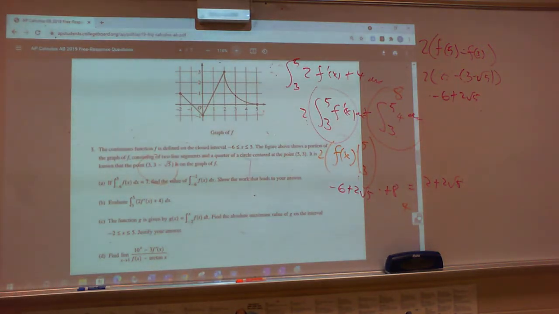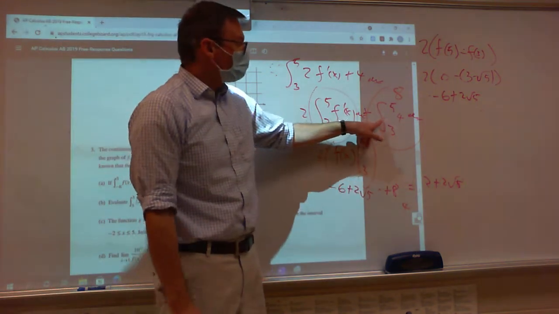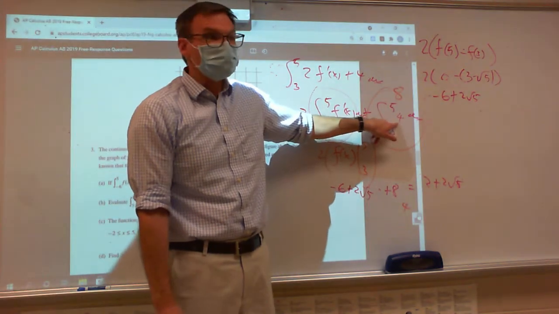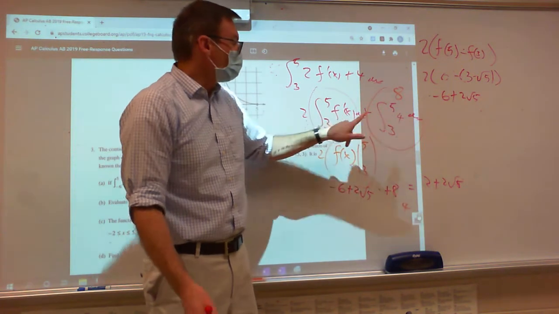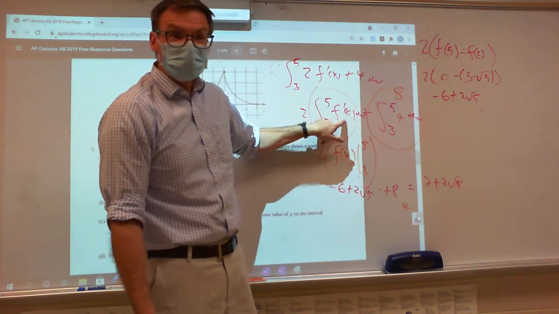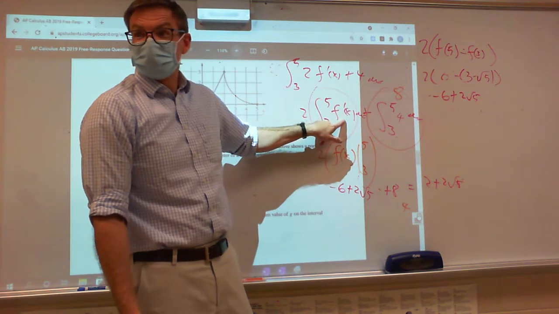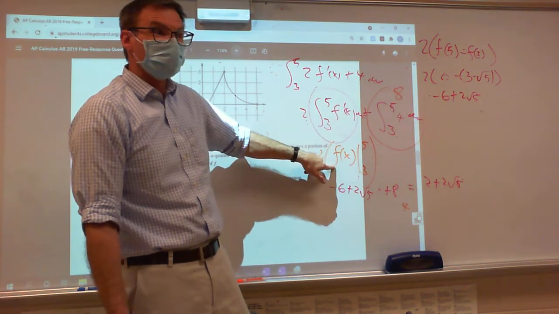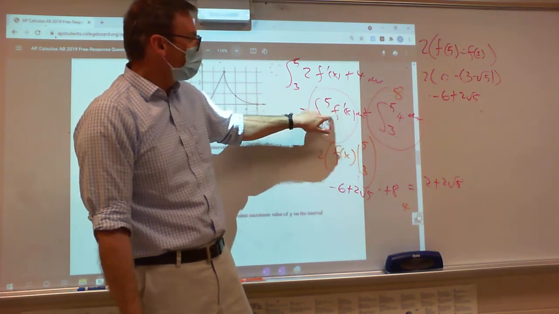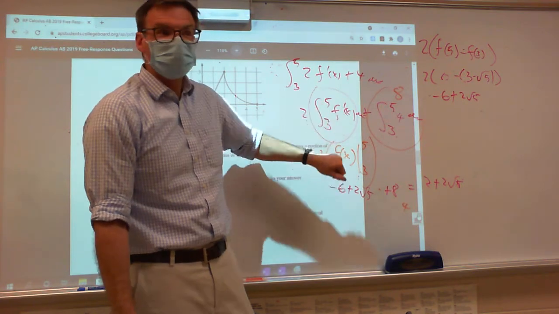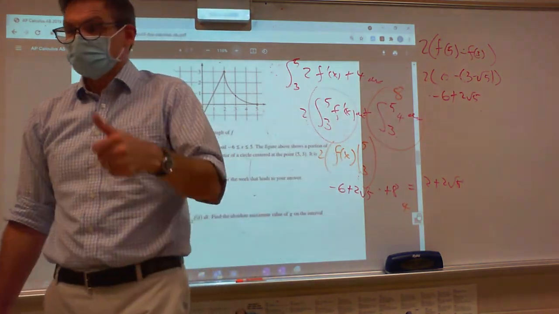Everybody see how that worked? All right? Takeaways from this. Anytime you take the integral of a constant, remember that's an area of a rectangle. And when they ask what's the integral of the derivative, this is going to show up. If you see the integral of f prime, that's just going to be f evaluated from 3 to 5. Is everybody okay?